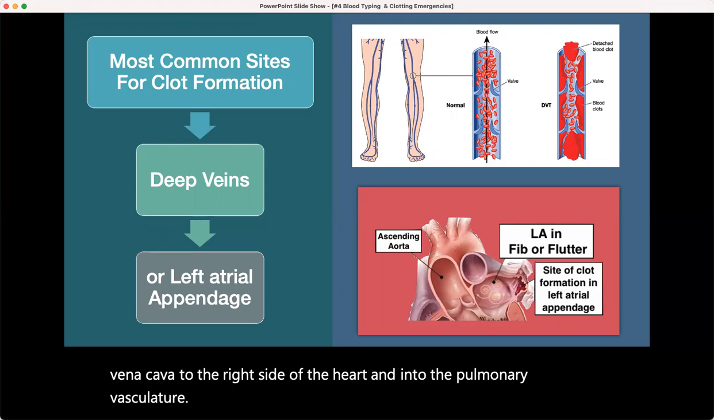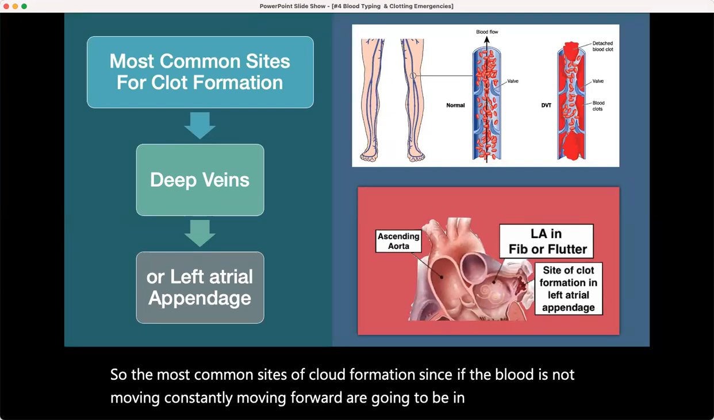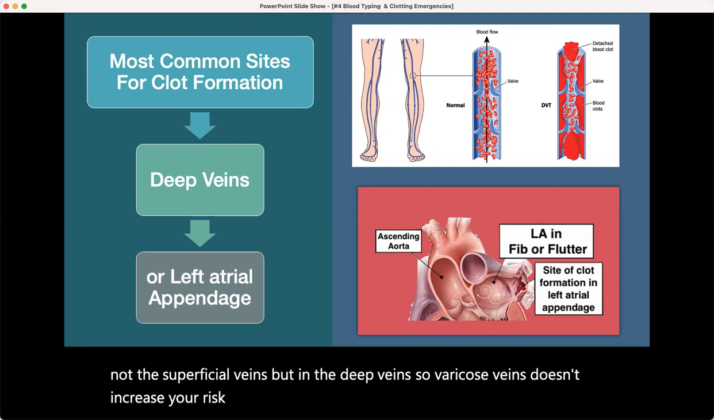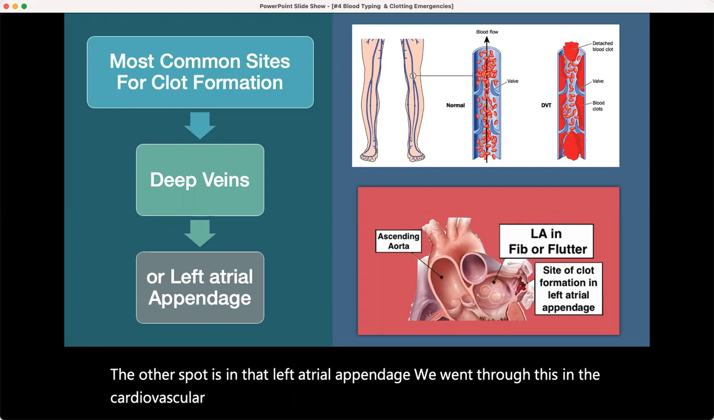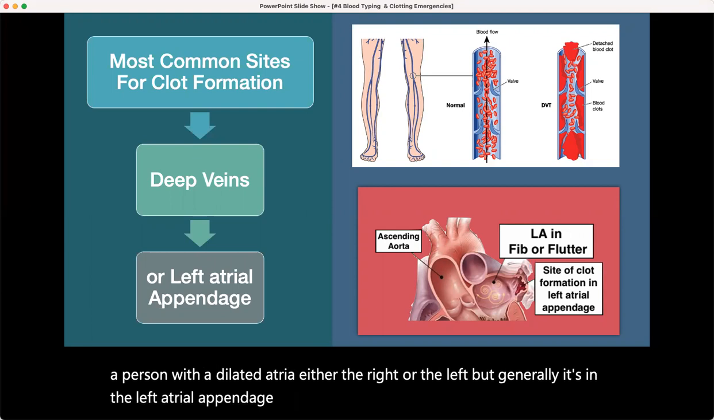So the most common sites of clot formation, since the blood is not constantly moving forward, are going to be in these deep veins, not the superficial veins, but in the deep veins. So varicose veins don't increase your risk for a DVT. The other spot is in the left atrial appendage. We went through this in the cardiovascular system, but I'll go through it again, how important it is that a person with a dilated atria, either the right or the left, but generally it's in the left atrial appendage that a clot formation will begin.